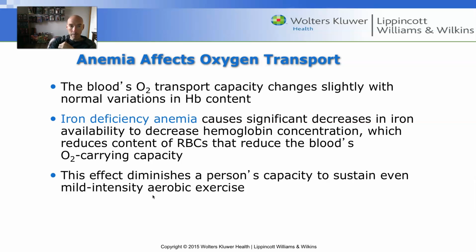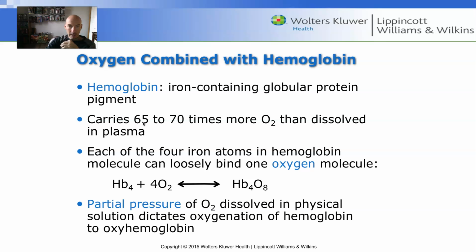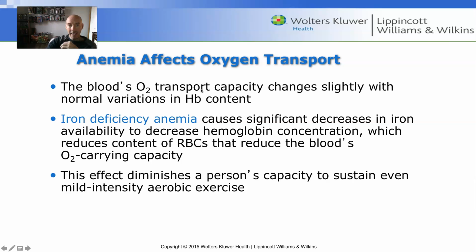Now, there are conditions that can affect transport capacity. Anemia is a condition where there is a lack of iron. And I didn't mention this, but hemoglobin is an iron-containing protein. So if somebody has low iron, that can have a negative impact on their ability to produce hemoglobin. And if hemoglobin is compromised, then oxygen carrying capacity would be compromised as well.